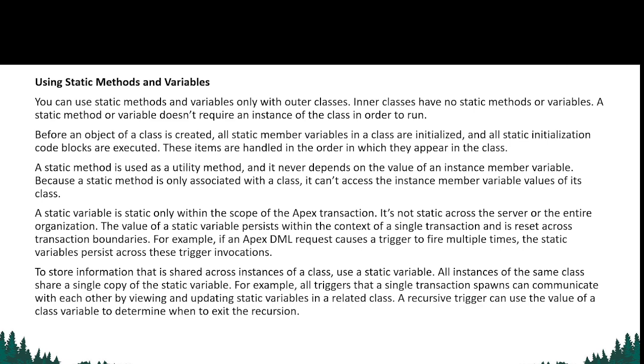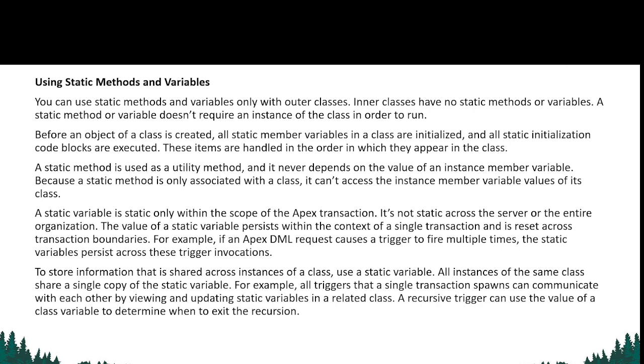So a static method is always used as a utility method and it does not depend on the value of an instance variable or member variable. Now, because a static method is associated with the class, it cannot access the instance member variable values of its class.